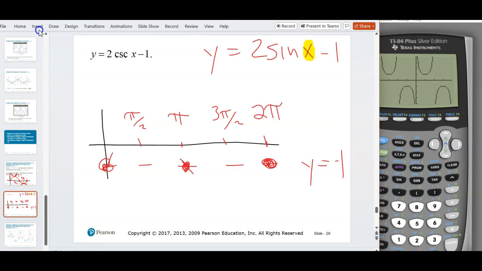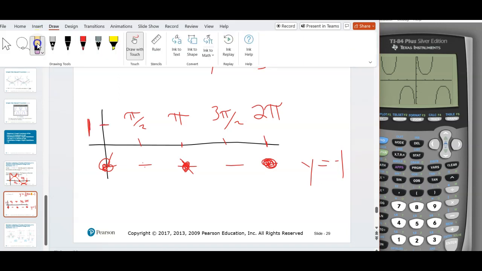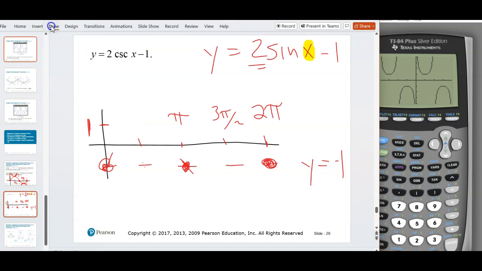So at pi over 2, what are we doing? We are adding 2 to this -1. So adding 2 to -1 would get us up to +1. So let's say that that's +1. I'm going to erase that pi over 2 just so I can put a dot there. So that's (pi over 2, 1).